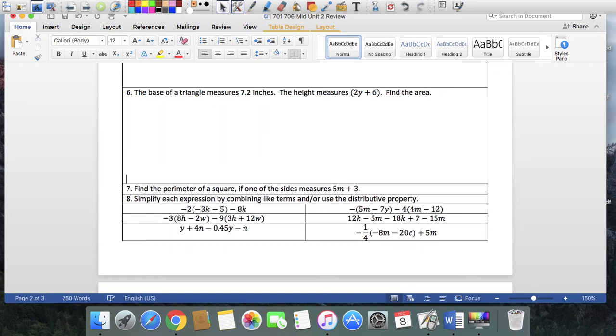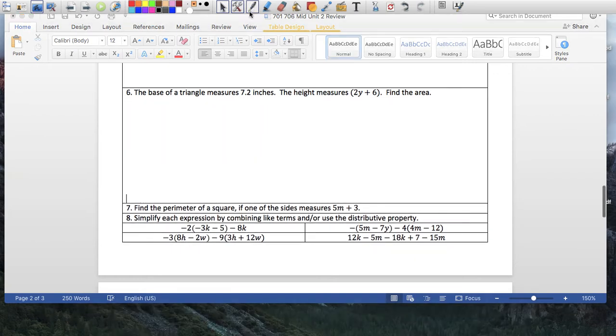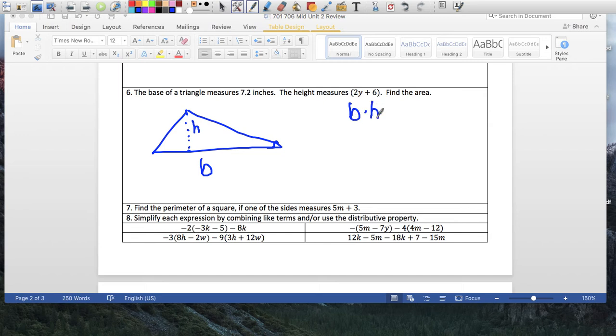Now we're talking about a triangle. To find the area of any triangle in the world, we multiply the base times the height, and we divide it by 2, because a triangle is really half of a rectangle, right? And we get the area. So base times height divided by 2 is how we find the area.